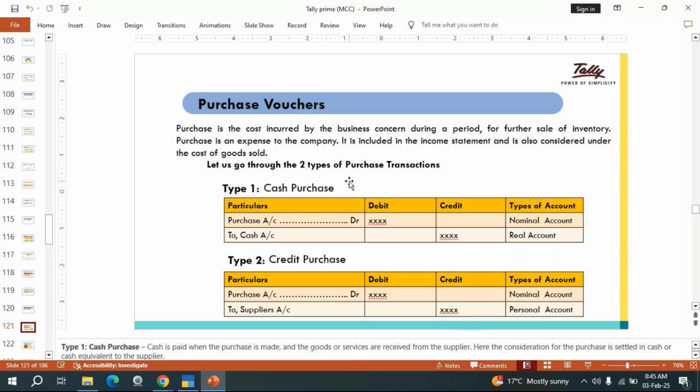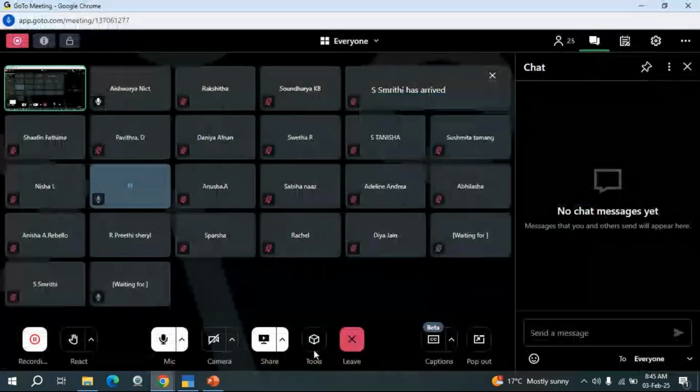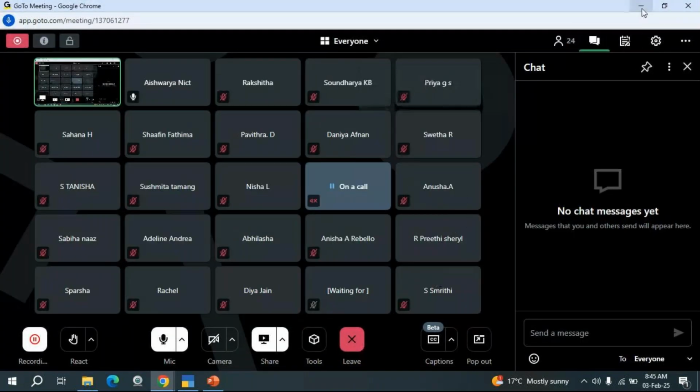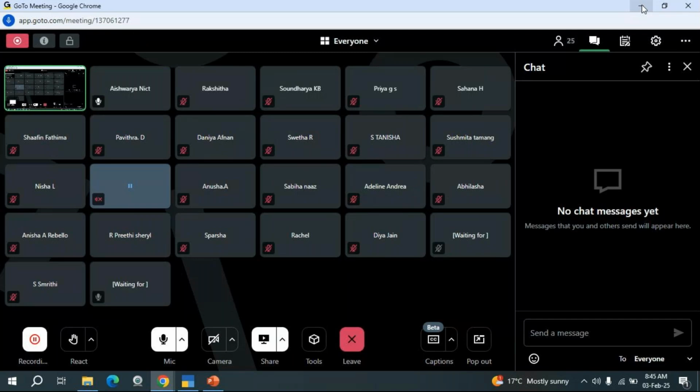And credit purchase is nothing but when we purchase any product from our suppliers on a credit basis. For example, today I purchase a product, and next week or after 2-3 days I pay that amount. That is what we call a credit purchase. And the bank purchase option is there.